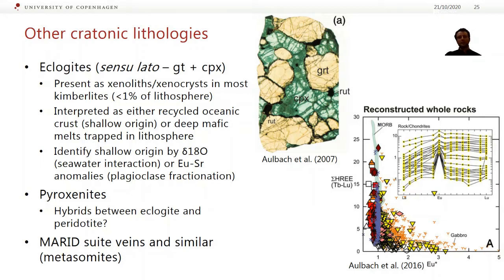So generally, these are interpreted as shallow origins. There is a little bit of debate about this. Not everyone's happy with that. On top of eclogites, we also see pyroxenites. These could be hybrids between eclogite and peridotite. And then, of course, the MARID suite veins and other metasomites that I mentioned briefly before.